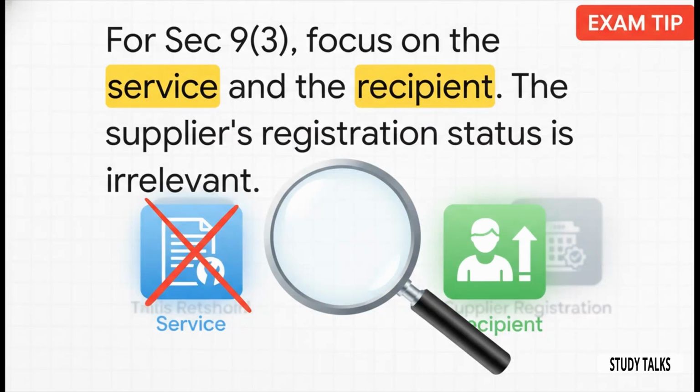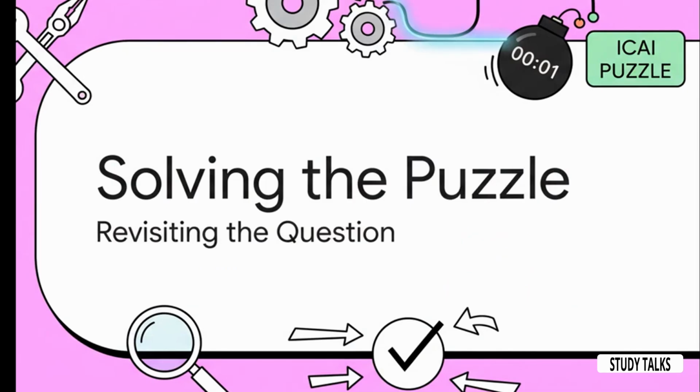All right, here's a massive exam tip. Get ready for this. When you see a question that smells like it could be RCM under Section 9(3), your brain needs to immediately focus on just two things. What is the service and who is the recipient? Forget about the supplier's registration for a moment. It's a distraction. Okay, we've got the knowledge, we've got the framework. Let's go back to that first question and solve it the right way. It's time to defuse that ICAI trap.